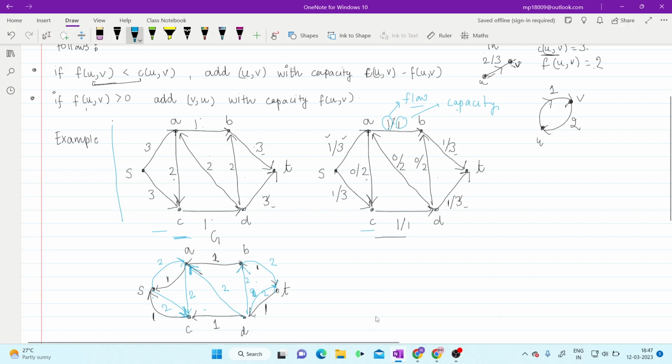Now it has vertices same as that graph G, and corresponding to each edge in this graph you have to draw either one or two edges depending on the condition. So you have this edge SA first of all. It is 1 3. Flow of SA was 1 and capacity of SA was 3. So you see that flow is strictly less than capacity.